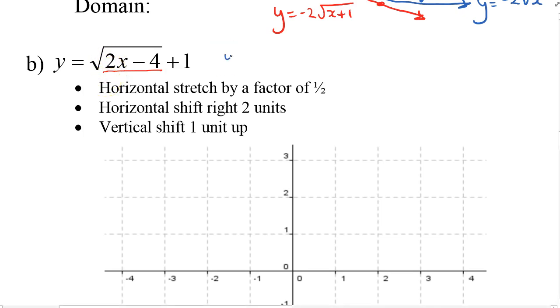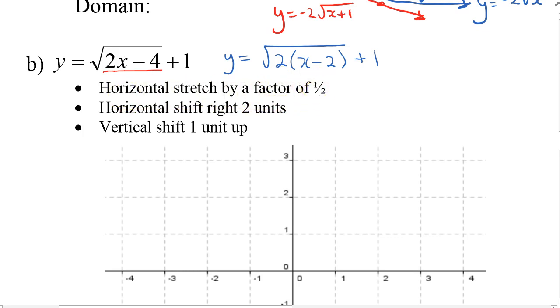And we'll say y is equal to the square root of, so I factor out a 2 and I get x minus, now instead of a 4, because I'm factoring out that 2, it's dividing by 2, I get x minus 2. And then outside of the radical symbol, I get plus 1. All right, so thinking about what these different pieces mean, I've got a horizontal stretch by a factor of half.